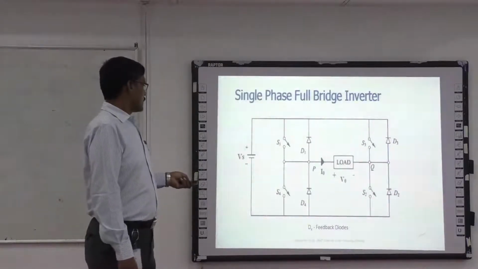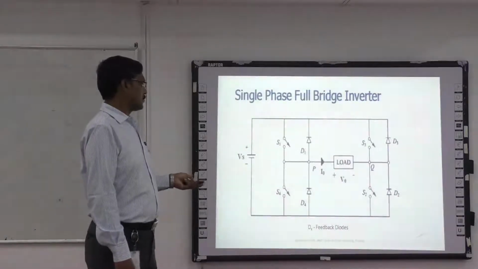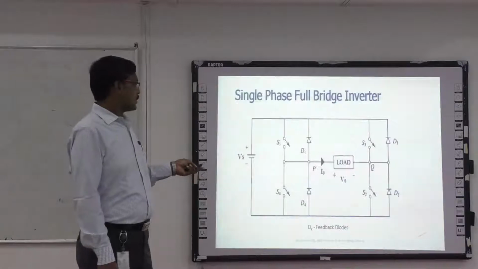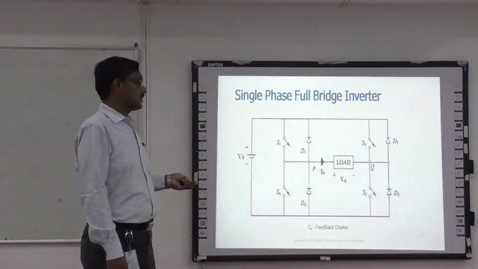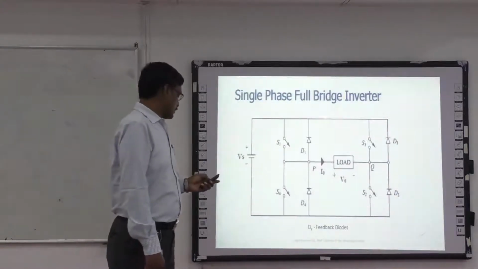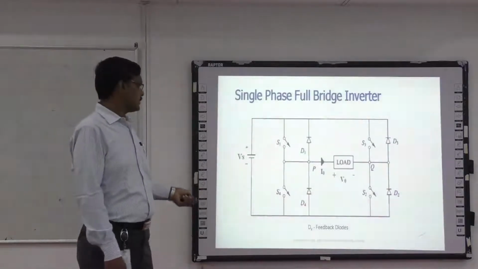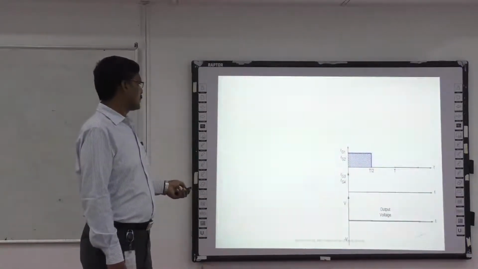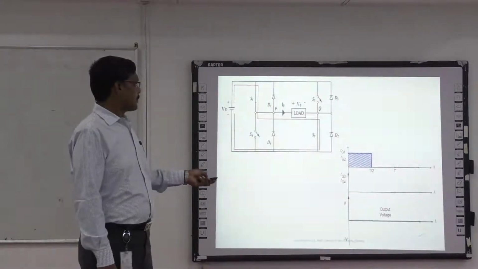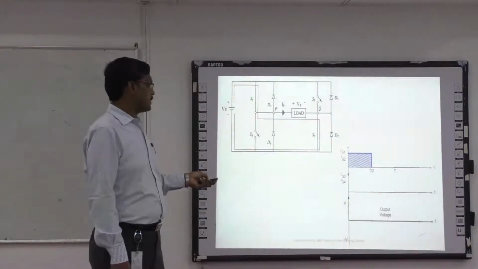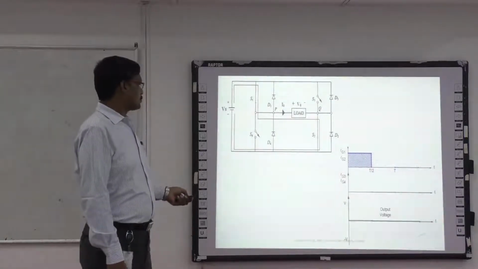Now here I consider positive on the left hand side and negative on the right hand side of the load. Therefore, when the current is flowing this way, we consider it a positive cycle. If it is reversed, it is a negative cycle. The operation of this single phase full bridge inverter is again divided into two modes. During the first mode, I turn on the switches S1 and S2. I am applying a gate voltage to S1 and S2. So I am getting a positive output voltage.